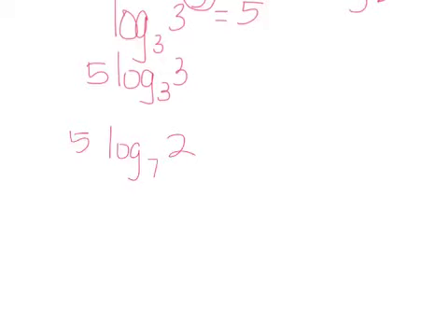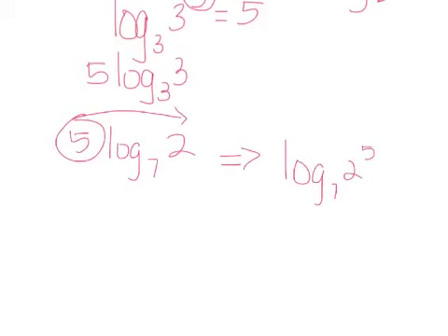What power am I going to be moving? The number we are moving is 5. 5 was the power, 5 is the exponent. 5 is placed out front, and it's going to move back to the 2. It's going to be rewritten as log base 7 of 2 to the power of 5.